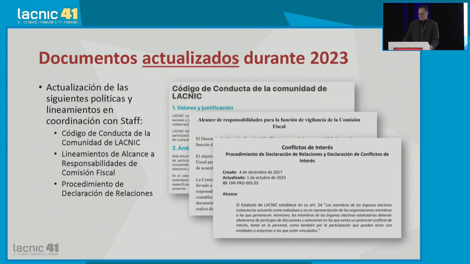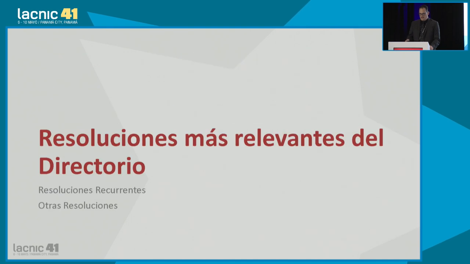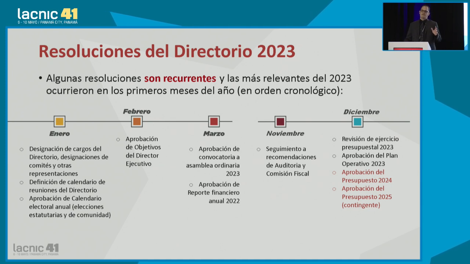And we also updated the procedure for declaring relations, the disclosure, so that we may know that the members of the board and other people that make decisions do not have conflicts of interest. So we must all disclose whether we have shares in companies, whether we are members of a certain organization, so that if the board is going to make a decision that may have an impact on those conflicts of interest, that person should be left out. That is for the sake of transparency, so that we may make sure that we are only defending the interests of the community. What were the most important resolutions of the board?